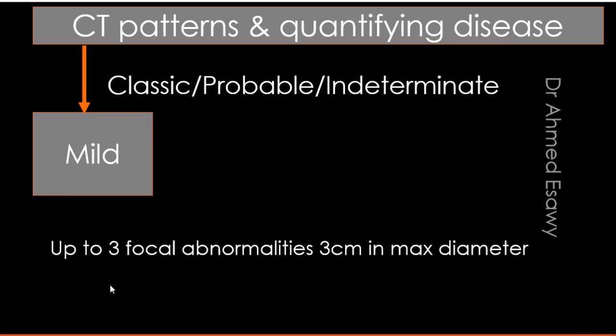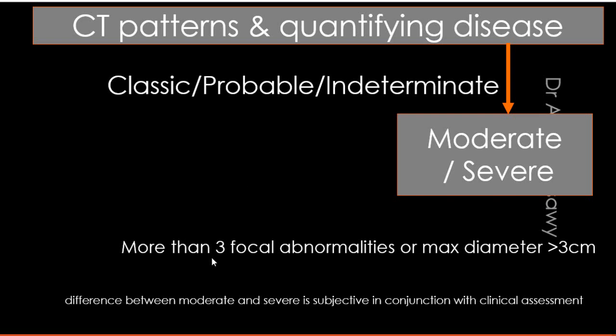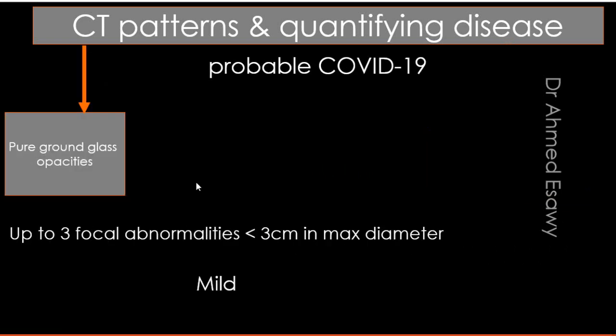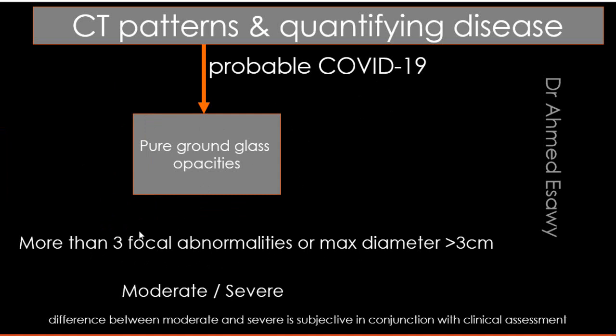Mild CT pattern: up to 3 focal abnormalities, 3 cm in maximum diameter. Moderate and severe: more than 3 focal abnormalities or maximum diameter more than 3 cm. The difference between moderate and severe is subjective, in conjunction with clinical assessment. CT pattern quantifying in probable COVID-19: pure ground glass opacity with up to 3 focal abnormalities, less than 3 cm in maximum diameter, scores mild. Pure ground glass opacity with more than 3 focal abnormalities or maximum diameter more than 3 cm is scored moderate or severe.